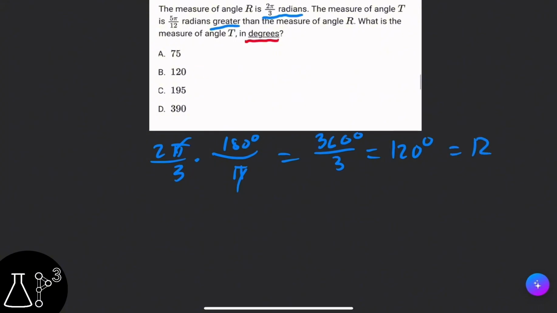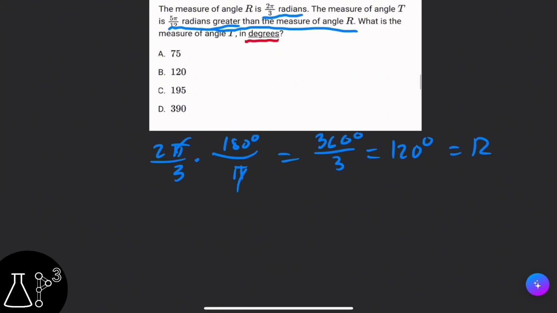And they tell you the following. The angle measure of t is 5 pi divided by 12 radians greater than the angle measure of r. So to the angle measure of r, we add the amount by which t is greater, which is 5 pi divided by 12. We add it to the 120 that we solved when we converted the 2 pi over 3 radians to degrees, to look for the angle measure of t.